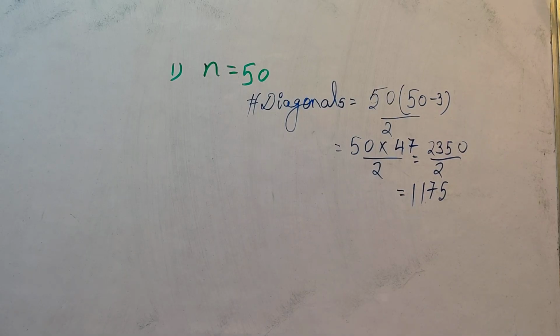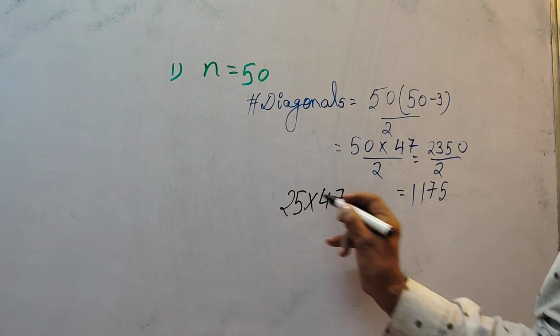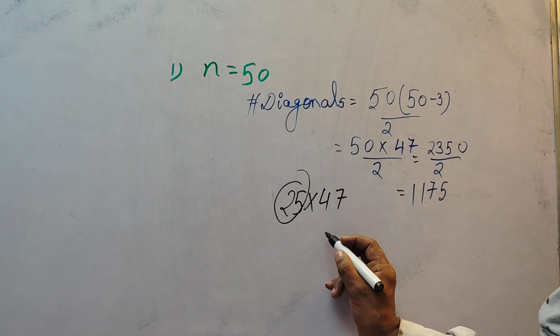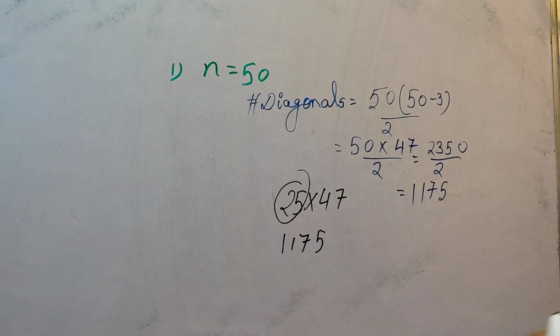You know what you can do instead of making such a big number? I cut 50 by 2 to make it 25. That also gives the same answer. If we cut, we get 25 times 47. So we multiply 47 with 25. 25 times 7 is 175. 17 carries. 25 times 4 is 100 plus 17, so 1175. The result is the same. The speed matters only at this time.